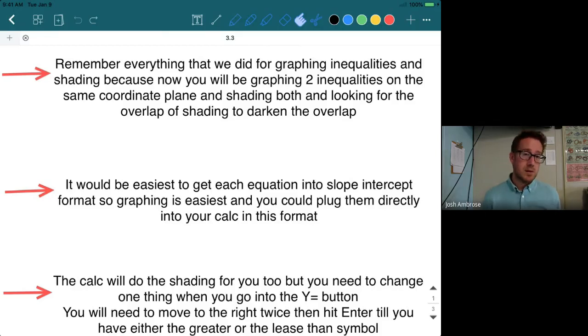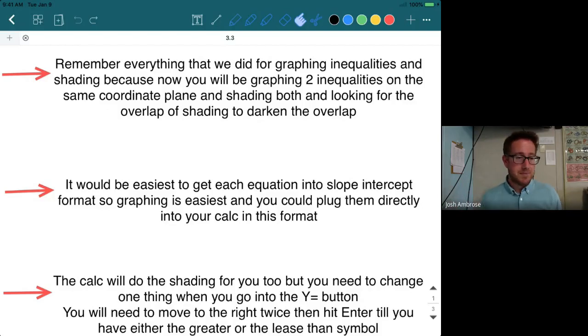Okay, if it says greater than, then you're going to shade above and it's dashed. If it says greater than or equal to, you shade above and it's solid. If it's less than, you shade below and it's dashed. But if it's less than or equal to, then you shade below and it's a solid line.